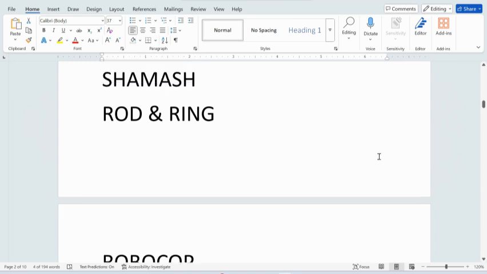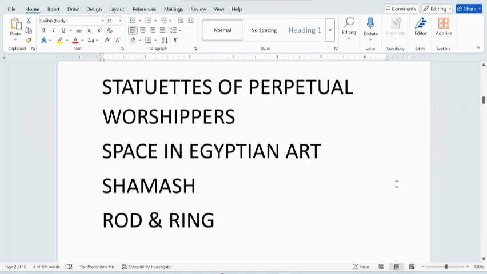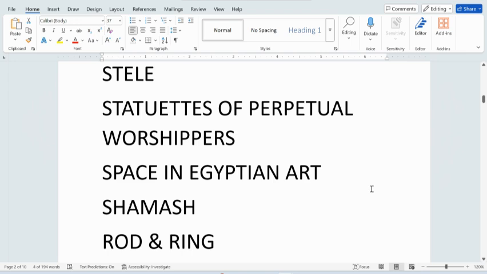And I barely mentioned Shamash. All right. He's a god. That's all you need to know. I talked a lot about space in Egyptian art. The statuettes of perpetual worshipers. Know the style. I'm going to show you a picture of that. They're the people with the big giant eyes. Remember that? The term stele shows up on the test.